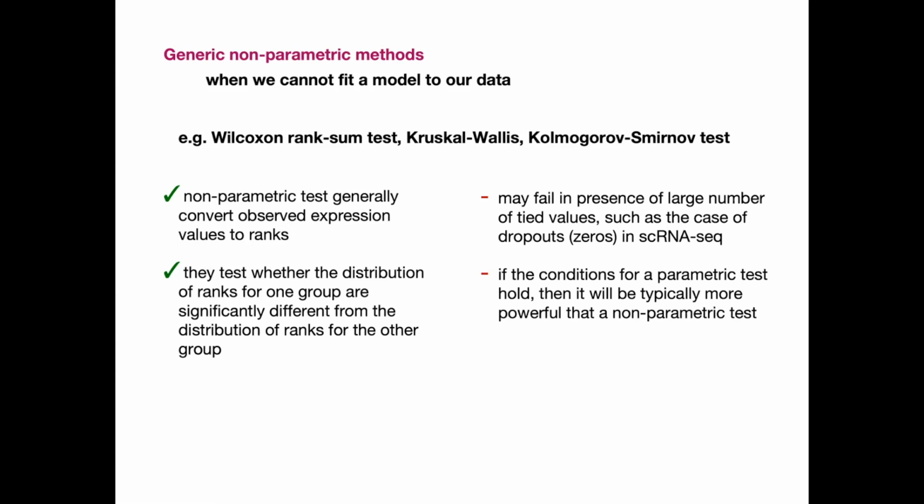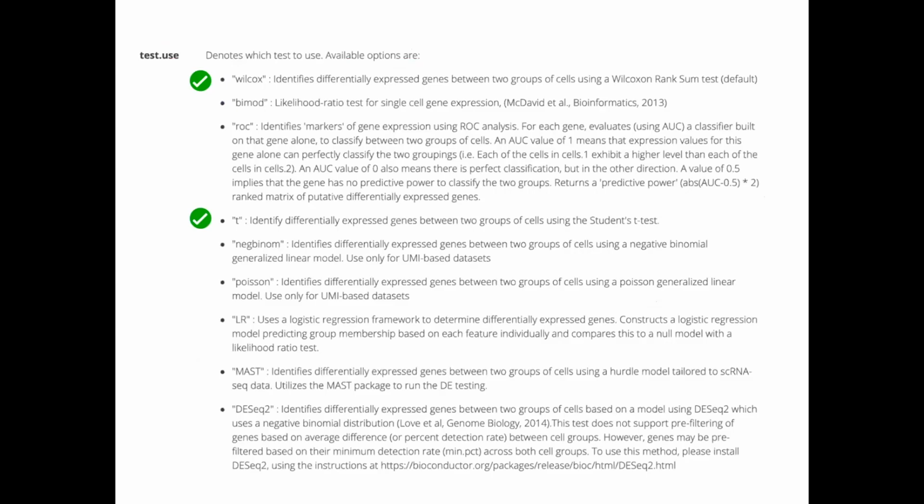The issue can be a lot of ties when we have a lot of zeros. And if we can have a parametric test that fits our data well, it probably will be more powerful. So that's the Wilcoxon and the t-test we talked a bit about.